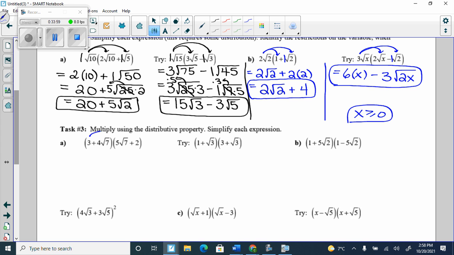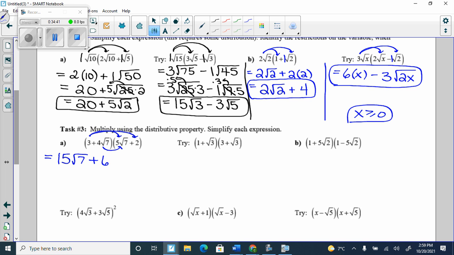So first times first. I get an equal sign because it's going to equal. This is where we're going to get more like terms to collect. 3 times 5 is 15, and then we just get root 7 because there's no other root to multiply by it, correct? Then we go to outside. So we do the first terms together, then the outside terms together. 3 times 2 is 6. And then insides.